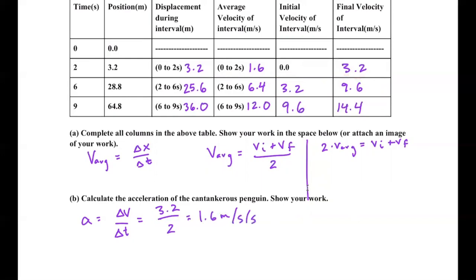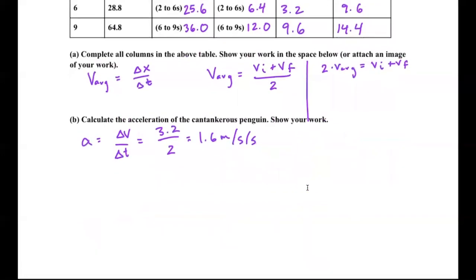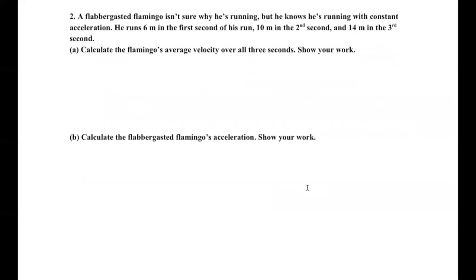So if I did that for the whole 9 seconds, my final velocity would be 14.4. My initial velocity would be 0. Take that difference, divide by 9, and I get 1.6 again. You can do this for any time interval, and it should work out. So that's number 1. All right, number 2.